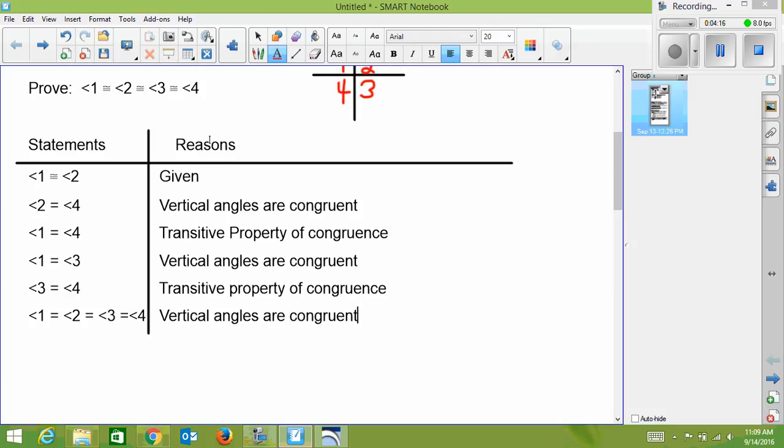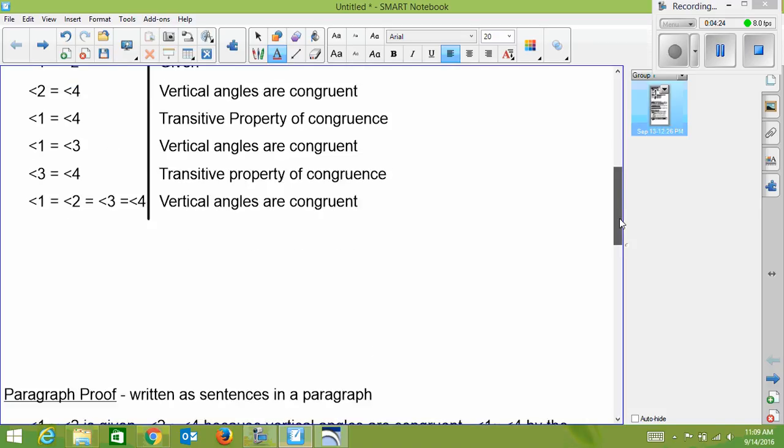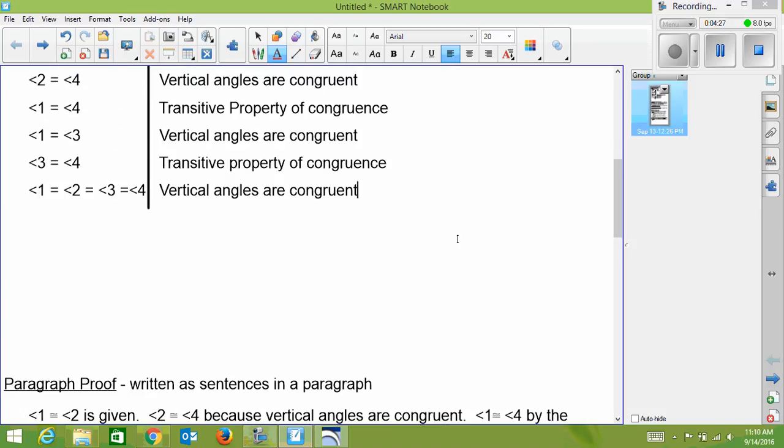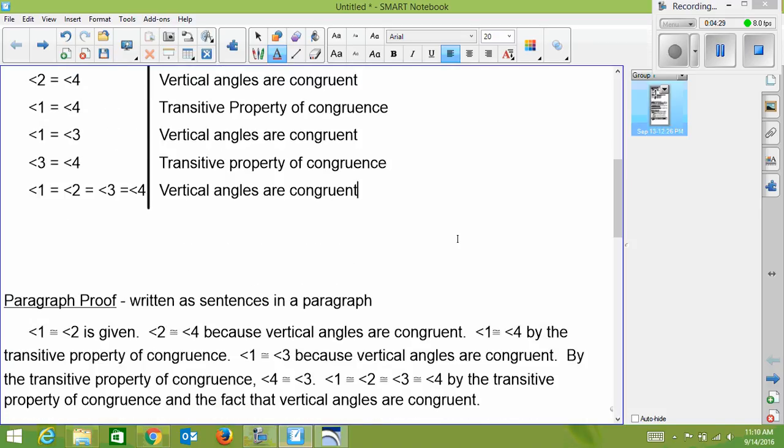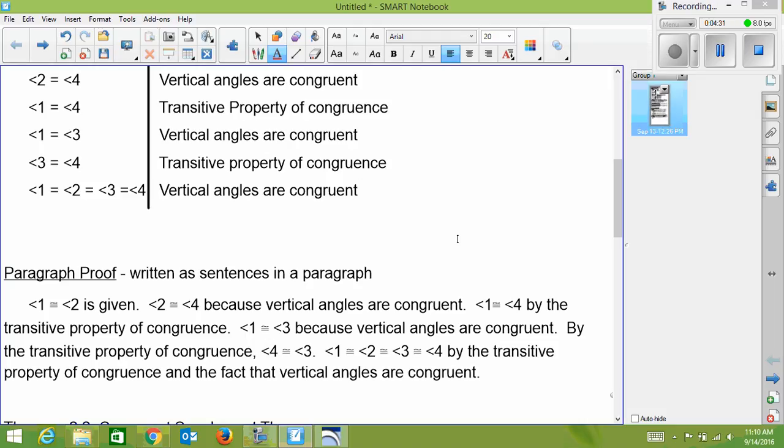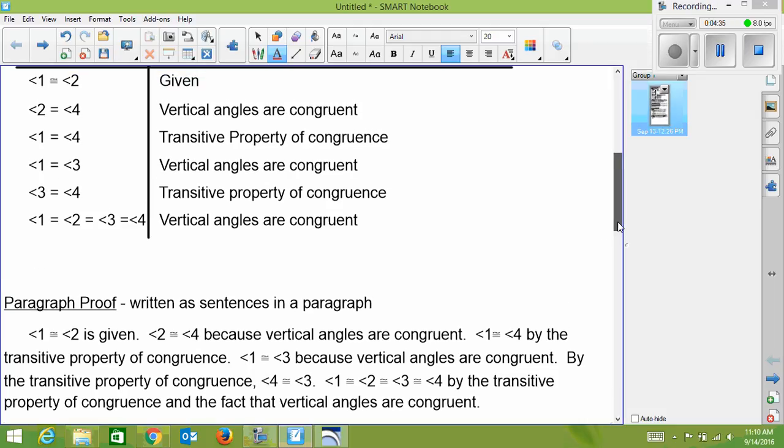I can write this same 2-column proof as a paragraph proof. So it's going to be the same information, but written a little differently. And let me see if I can bring this up closer so we can compare it at the same time. So it's the same information as in the 2-column proof above, but it's written as a paragraph.